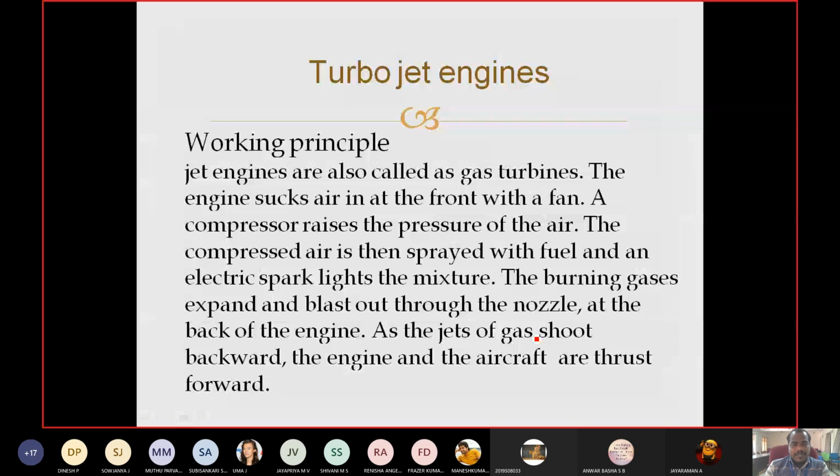The compressor raises the pressure of the air. The compressed air is then sprayed with the fuel, and an electric spark lights the mixture. The burning gas expands and blasts out through the nozzle at the back of the engine. As the jets of gas shoot backward, the engine and the aircraft are thrust forward. Right, so this is the working principle of our turbojet engines.